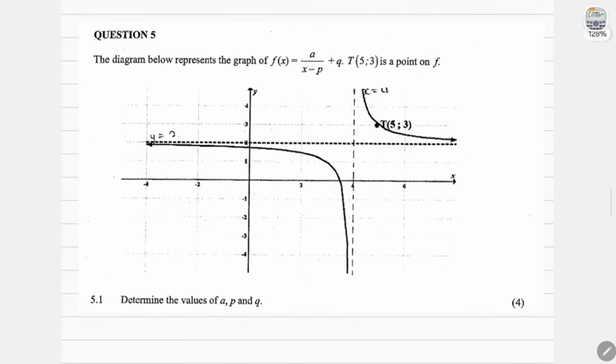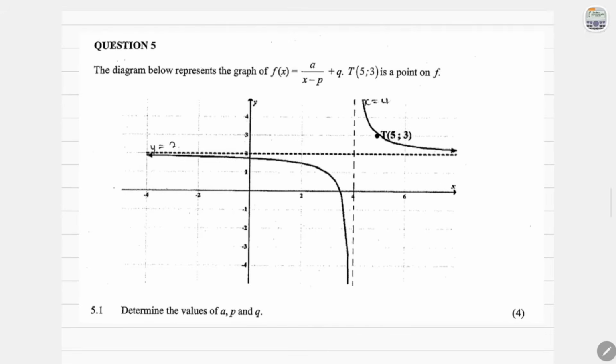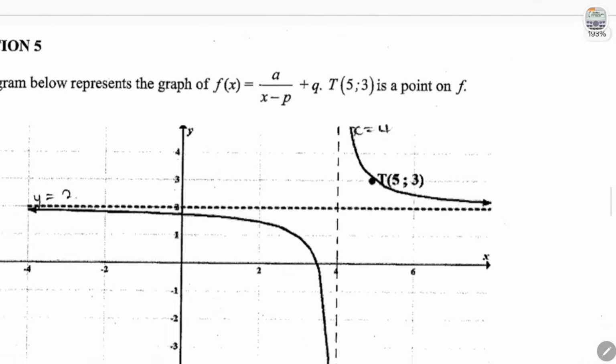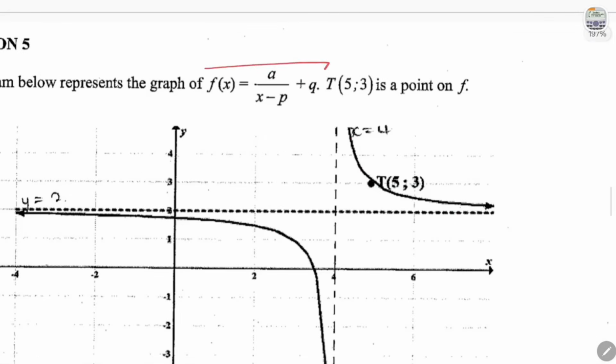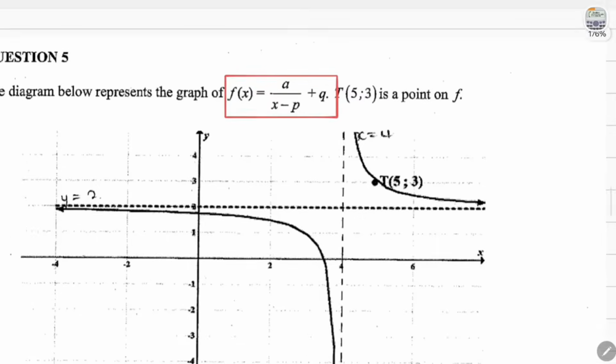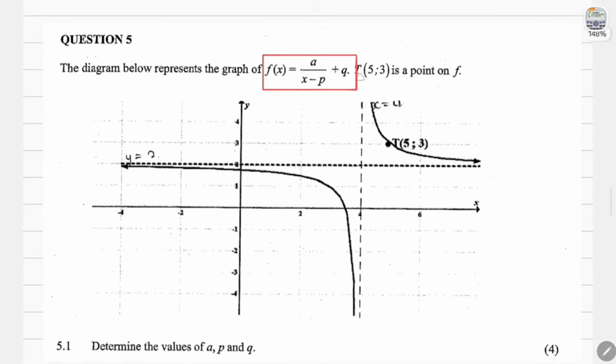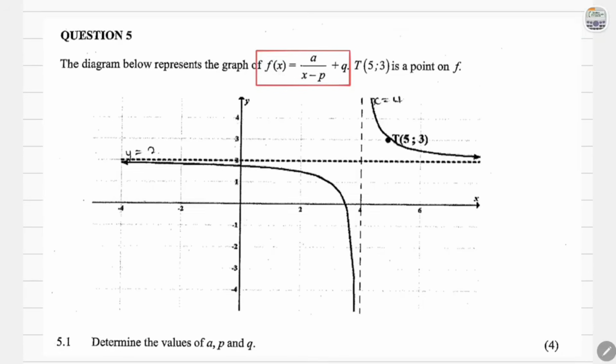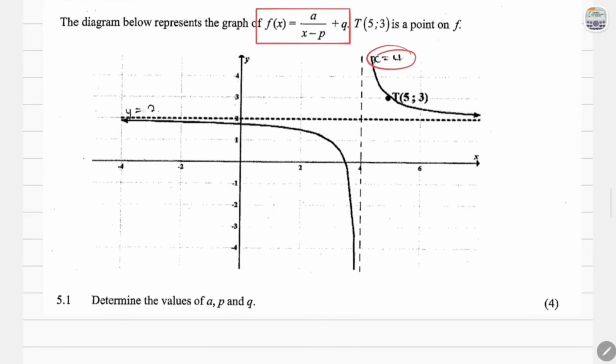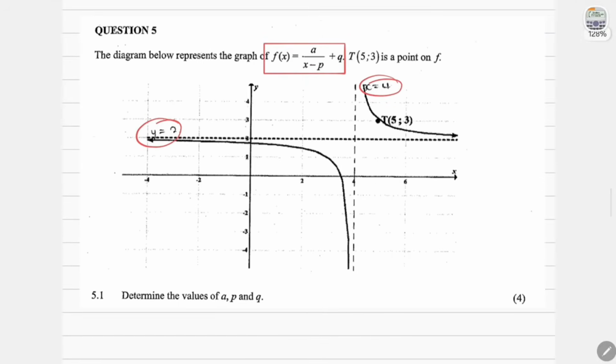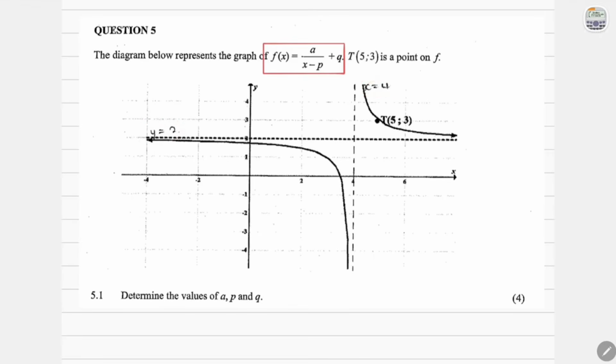Question 5 says the diagram below presents the graph of f of x, okay, which they have finally put in its original standard form, okay? You don't have to overthink anything here. And we have this point T on the graph as well, which is (5, 3). And it seems like they tell us the values of the asymptote. Okay, so with this one, it seems like this may have been somebody who just wrote the answer. But yeah, we can see the answer now.